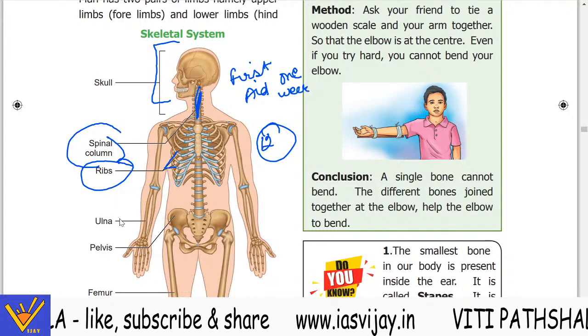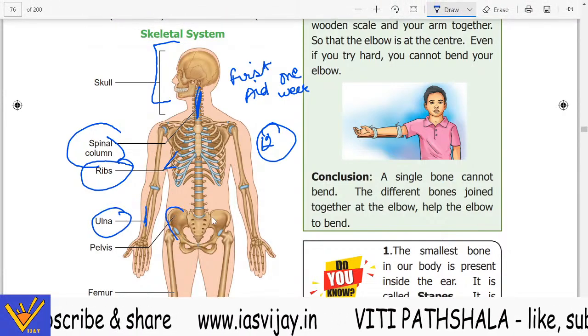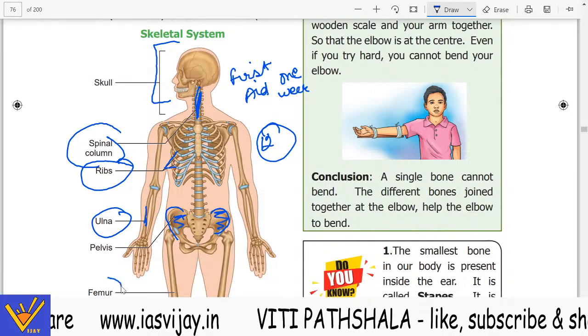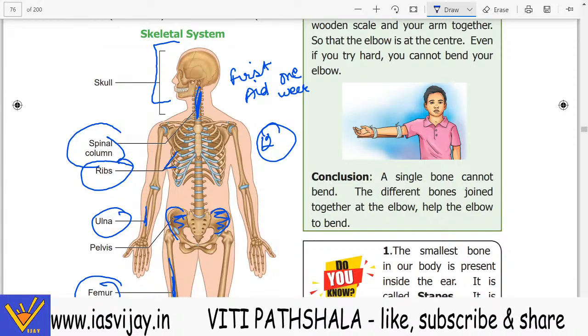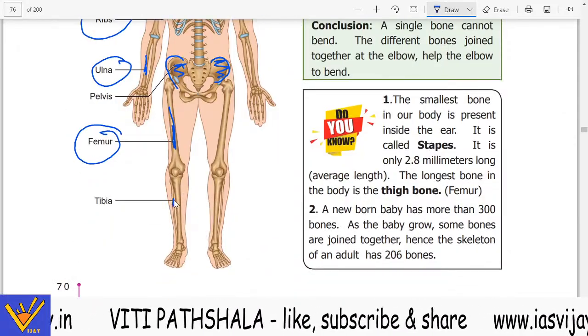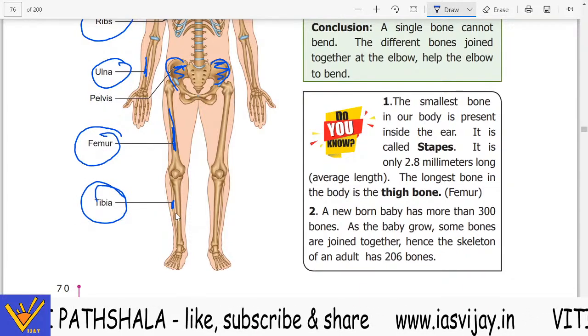Then next comes the ulna. So this is your ulna and this is the pelvis. This is our pelvis. Then after this comes your femur bone. This is your femur bone, and this lower, smaller one is the tibia. Femur and the tibia.